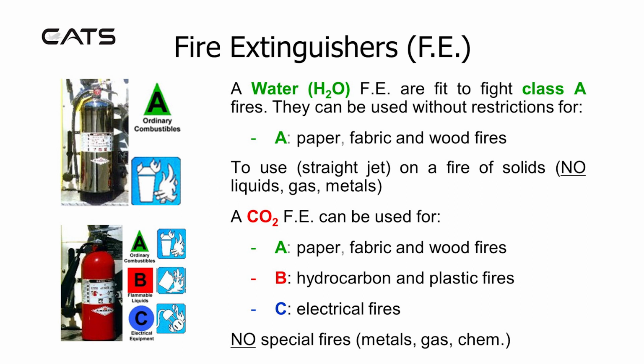Water fire extinguishers are fit to fight Class A fires. They can be used without restriction on a paper fire, a fabric fire or a wood fire. You will use it as a straight jet on a fire of solids, but not liquids, gases or metals. A carbon dioxide fire extinguisher can be used for a paper fire, a fabric fire, a wood fire, hydrocarbon fire, plastic fire or an electrical fire, but not for special fires of metals, gases or chemicals.